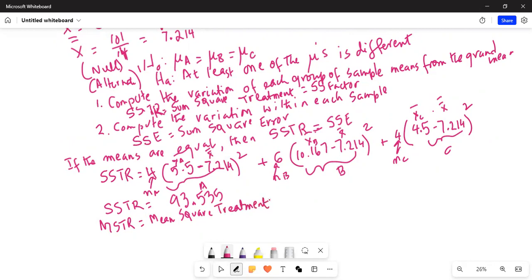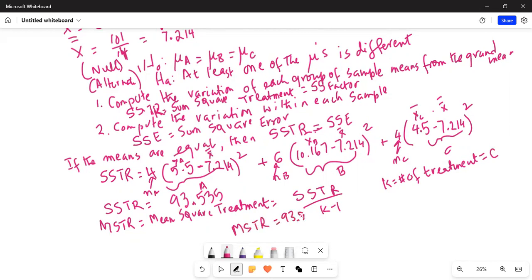And this is equal to sum square treatment divided by K minus 1. What is K? It is the number of groups or number of treatments. In our case, we are comparing diets A, B, and C, so K is 3. So MSTR for us is equal to 93.535 divided by 2.